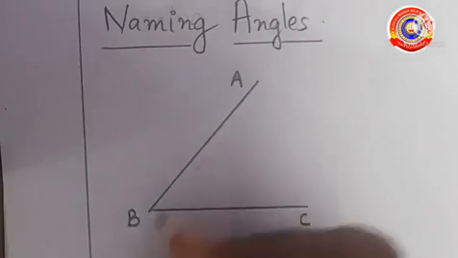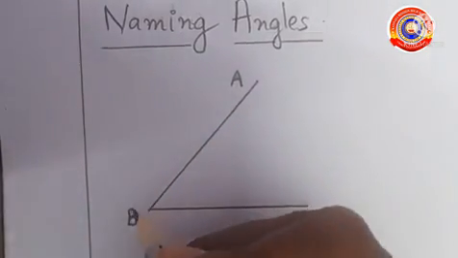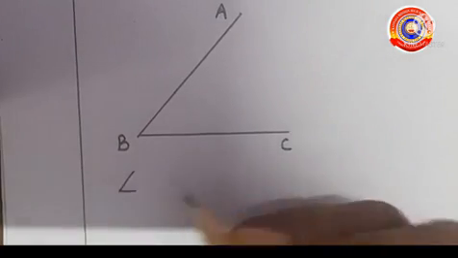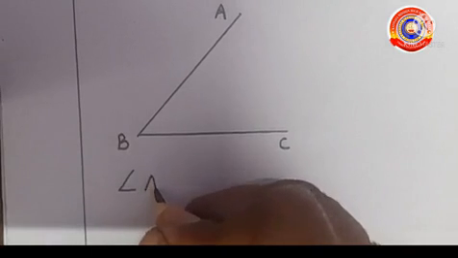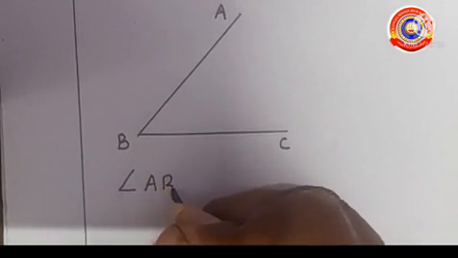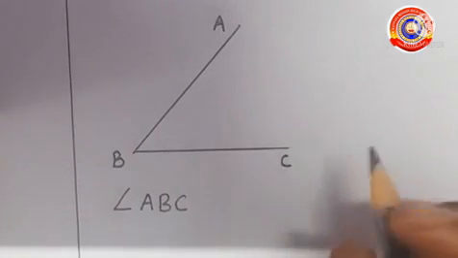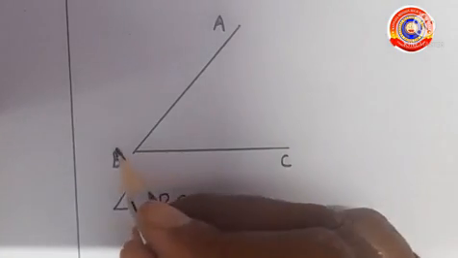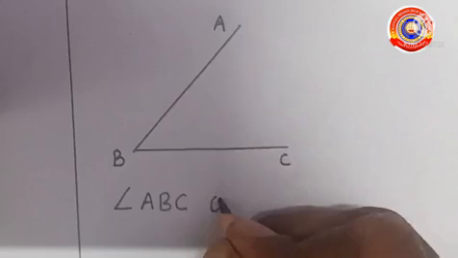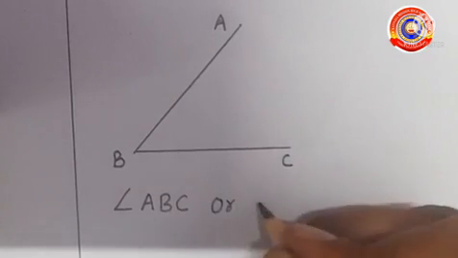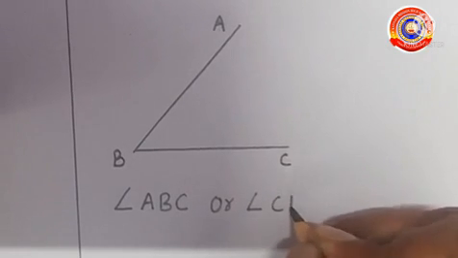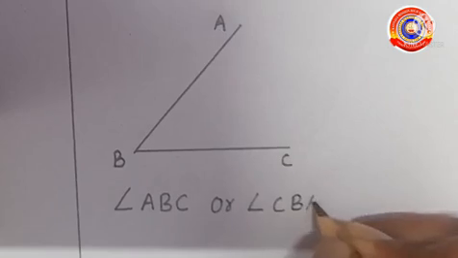We can name this angle as angle ABC. Note that the alphabet at the vertex should be placed at the center. So, the alphabet B comes at center. In other way, we can name this angle as angle CBA. Here also the alphabet B at the vertex should be placed at the center.